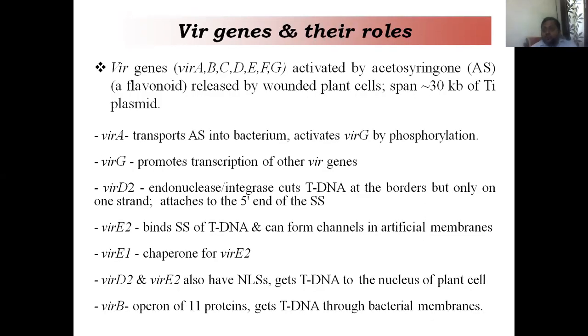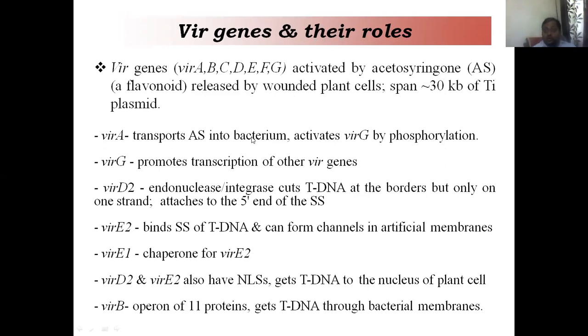Now we come to the Vir genes. All this process of tDNA transfer does not happen on its own actually. It requires a series of genes that facilitate the process, and this series of genes are known as the Vir genes or the virulence genes. Now there are about 7 or 8 of them, the Vir genes like A, B, C, D, E, F, G.